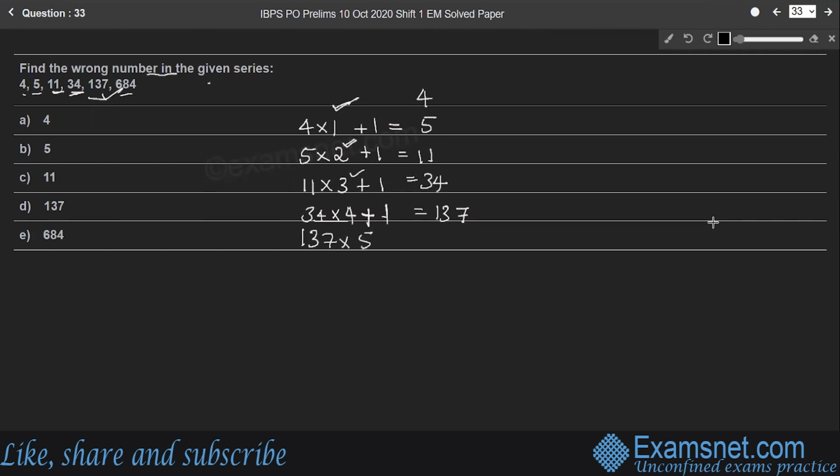Yes, 5. So you will get 685, I think. Yes, 137 into 5 gives 685, plus 1 gives 686, right? But according to the given series, 684 is the last number. Therefore, the last number 684 is wrong, right? Option E is the right answer here. So instead of 684, the right number is 686.